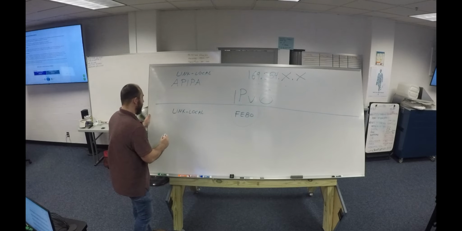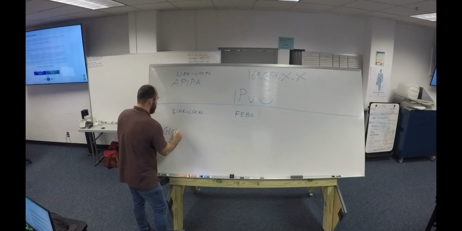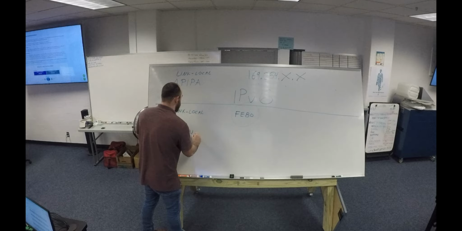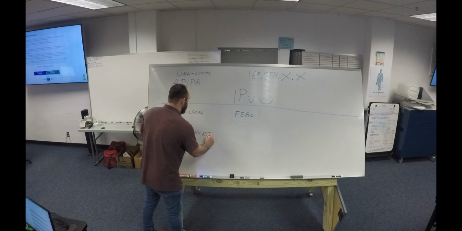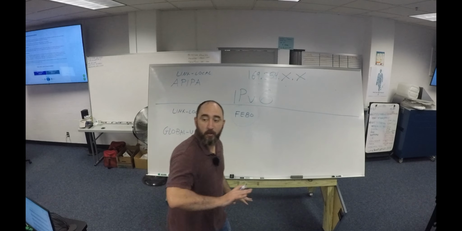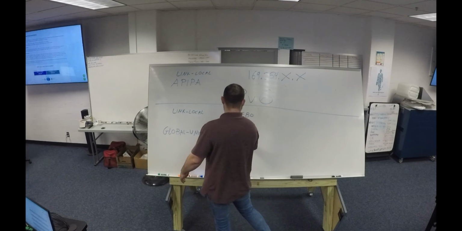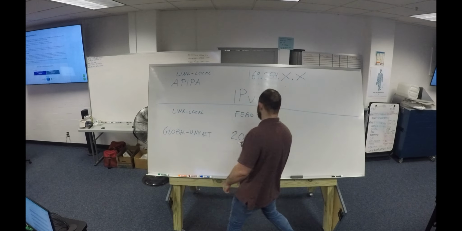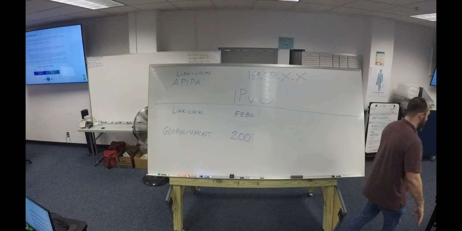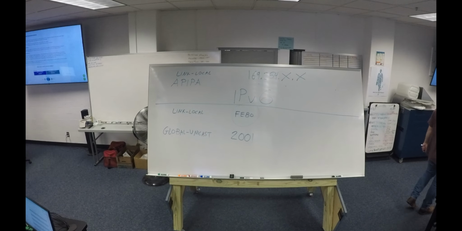All right, you're also going to have a global unicast address for IPv6. And that's how you can communicate publicly, remotely, etc. And that's going to start with 2001. That's also for IPv6. What is it for IPv4? Well, it's anything that's not private. And we talked about that when we went over classful IPv4.